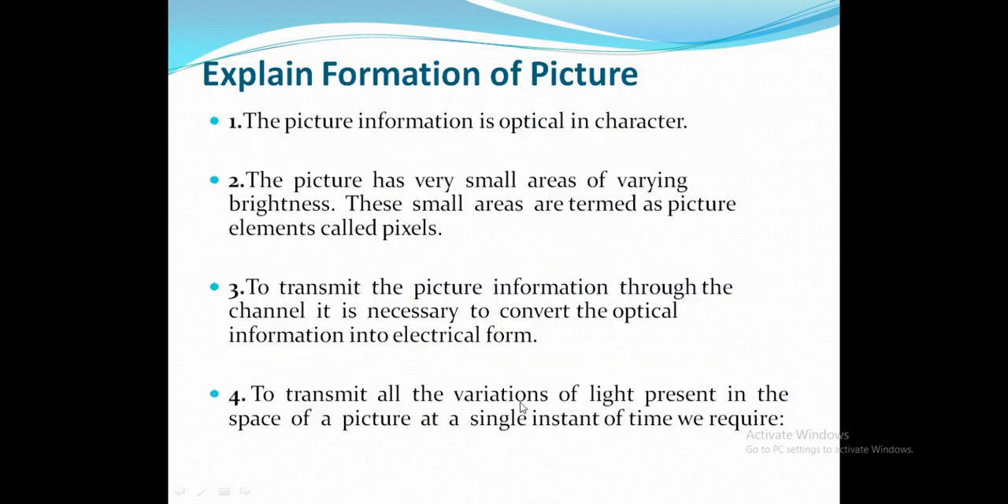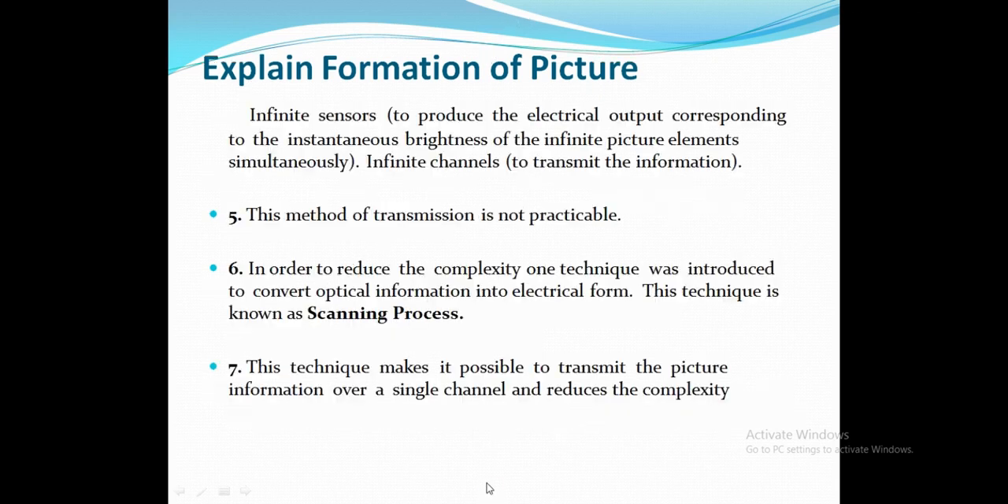So what we are doing here? For each and every light present in the space of the picture, each and every time we have to convert this information into electrical signals. That means for each signal we require infinite sensors to produce the electrical output corresponding to the instantaneous brightness of the infinite picture elements. So for this we require infinite channels. Practically it is not possible.